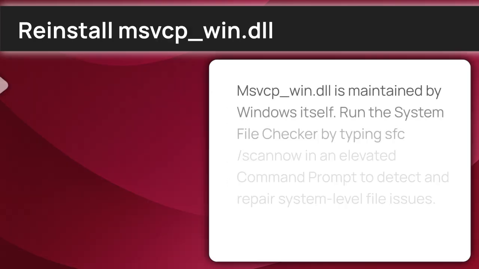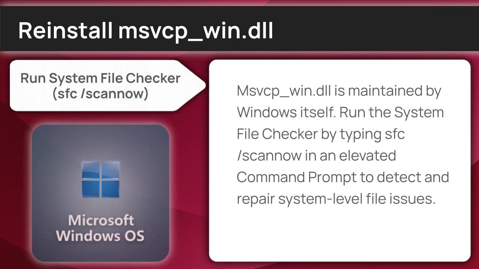If the MSV-CP Windows System DLL is missing, it indicates a problem with your Windows System image. I suggest running sfc dependencies scan now from an administrator command prompt to perform a surgical repair of your core operating system files.